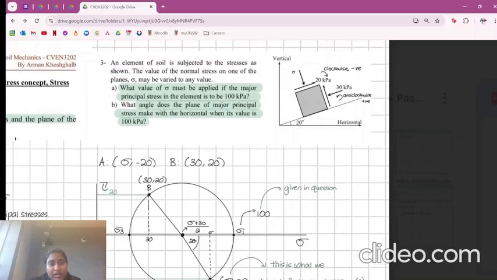So here, an element of soil is subjected to stresses as shown in this diagram. The value of the normal stress on one of the planes is just the sigma value here, so it's unknown. We don't know that value yet. But what we do know is that the stress applied to this side here, this plane, is equal to 30 kPa. And we also know that the shear stress on both planes is equal to 20 kPa, right?